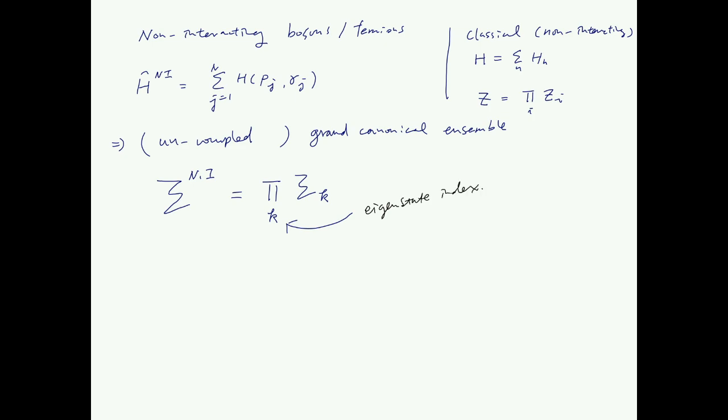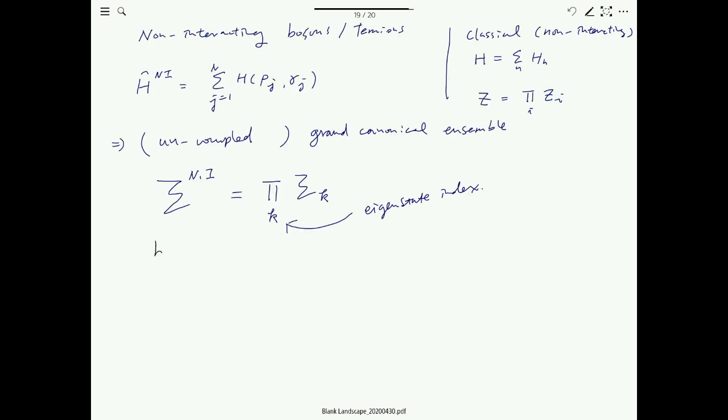It depends on how you index your eigenstate. Okay, and then as we mentioned before, the crucial difference between boson and fermion is that for boson, I only need to calculate the grand canonical partition function for a specific eigenstate k. And in this case, for boson, the occupation number n_k can go from 0 to infinity, and for fermion, n_k is 0 or 1.